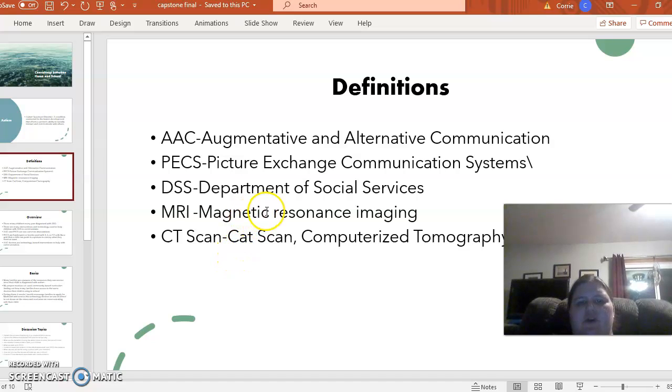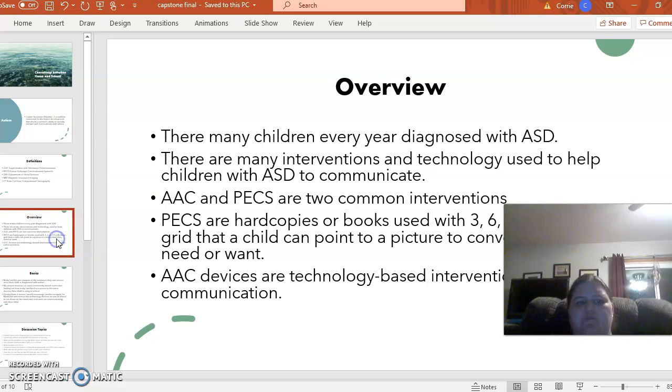DSS, which is the Department of Social Services, is an agency that will help anybody with a disability. MRI and CAT scan are both terms that I used in my lit review that I handed in with my final paper.